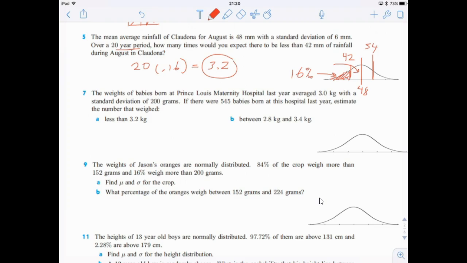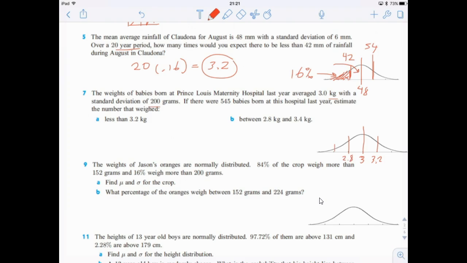7. The weights of babies born at Prince Louis Maternity Hospital last year averaged 3 kilograms with a standard deviation of 200 grams. These are kind of difficult when they mix units like kilograms and grams. You have to remember that you need to convert one or the other into the other. So like in this case, let's make everything into kilograms. So the mean is going to be 3. The standard deviation of 200 grams, what is that in kilograms? It's equal to 0.2 kilograms. So to the right, we're going to have 3.2. To the left, we're going to have 2.8.